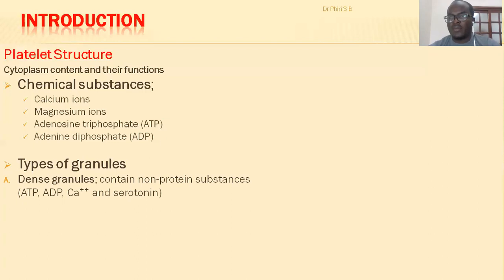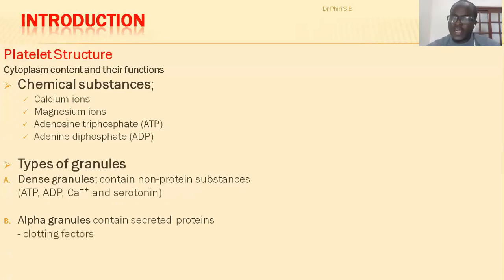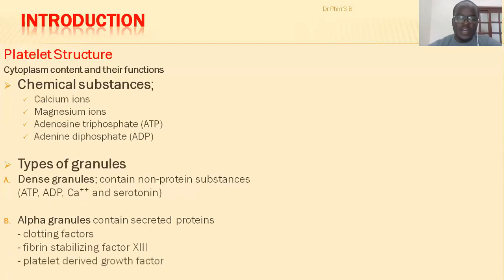A question sometimes can come for you to list what is found within the dense granules and what is found within the alpha granules of platelets. So you should know that in the dense granules, mainly you have non-protein substances like ATP, ADP, calcium, serotonin. But in alpha granules, this is where you find proteins. Alpha granules contain secreted proteins, which could be enzymes. So you have the clotting factors, which are proteins. Then you also have fibrin stabilizing factor, which is called factor 13. Then we also have platelet derived growth factor. All these are found within the alpha granules.